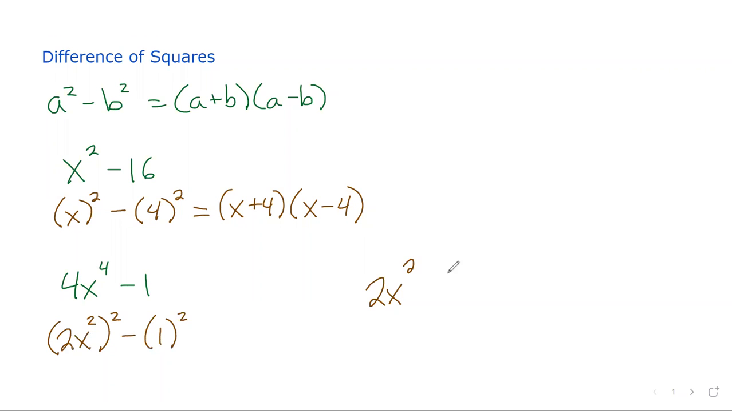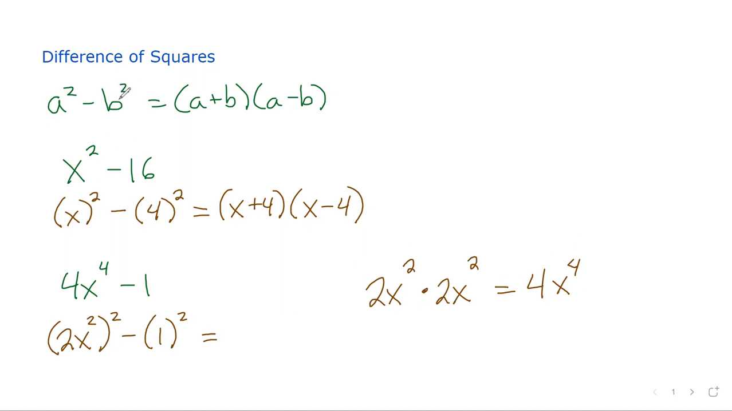If we multiply 2x squared times 2x squared, so we're multiplying 2x squared times itself, 2 times 2 is 4. X squared times x squared is x to the 4th. We can see that 4x to the 4th really is a perfect square. It's the square of 2x squared. That's why I've written it like this. And so this follows the same pattern that we have here.